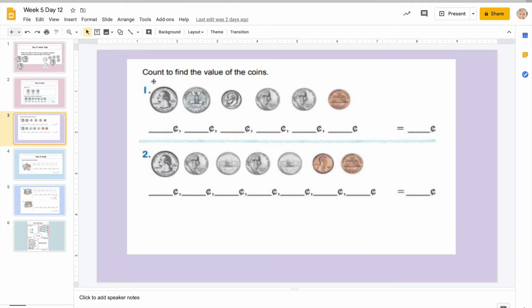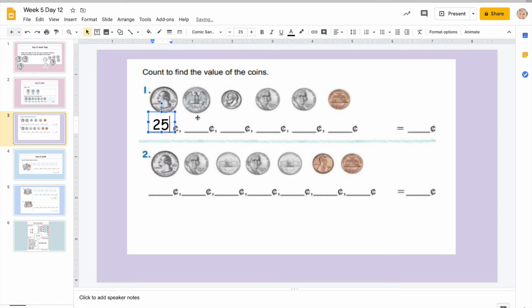So we need to count to find the value of the coins. So here we have coins. We need to find their value. So we're going to skip count based on the value of each coin. So here we have a quarter, which is worth 25 cents. And then here we have another quarter. So if we add 2 quarters together, that is 50 cents.